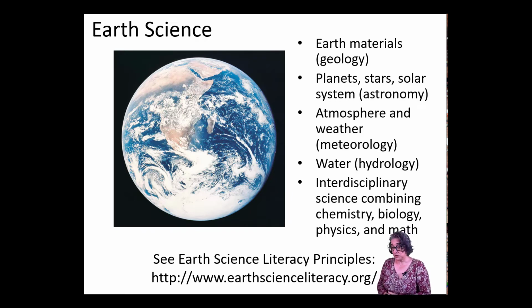Earth science also includes a study of astronomy, so stars, our solar system, planets, and the creation of the universe. In addition, meteorology falls under this rubric of earth science, so atmosphere, weather, climate change, and earth science includes a study of hydrology, of the water of our planet. By its nature, earth science is fairly interdisciplinary, so there are elements of chemistry and physics and math and even some biology present within it. So as you go to teach earth science, you will touch upon many of these other topics as well.